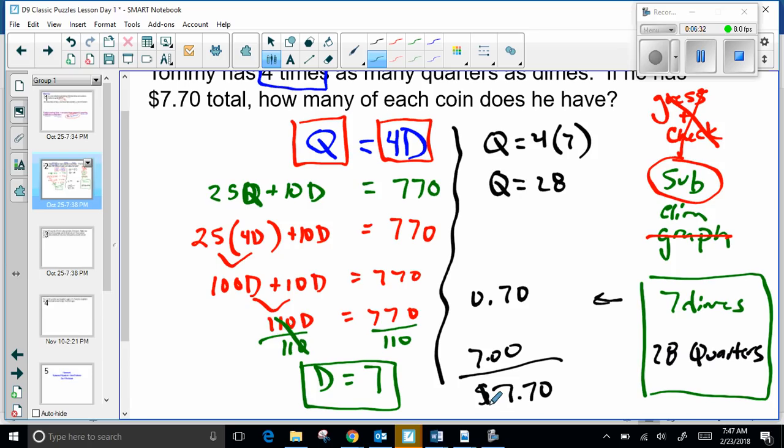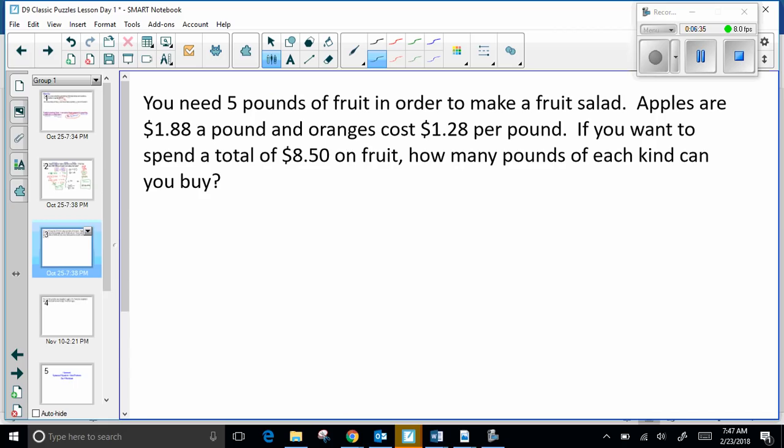So far, so good, right? Well, let's head into some of these other problems real fast. I'm going to make this super short and sweet. If you need 5 pounds of fruit in order to make a fruit salad, we've got $1.88 a pound for apples and $1.28 for oranges, and you're going to spend a total of $8.50. What's that one combo that can be this much money and this amount of fruit?